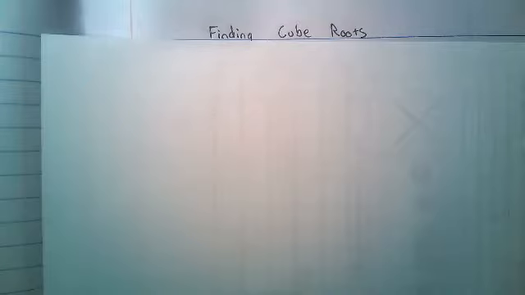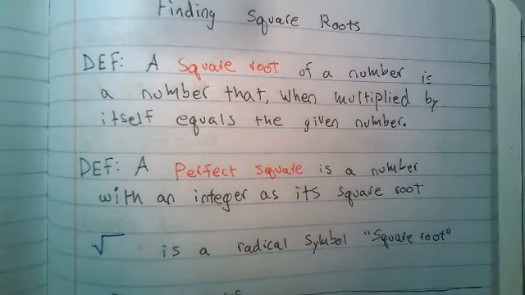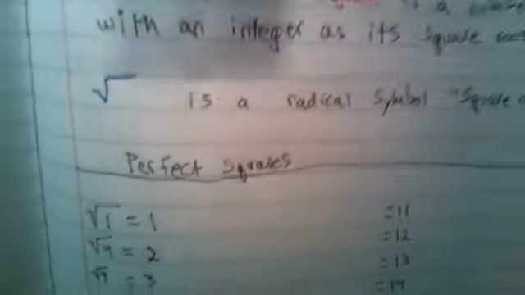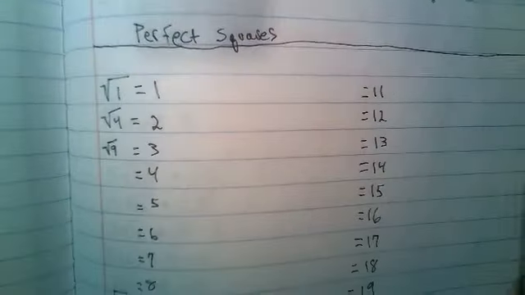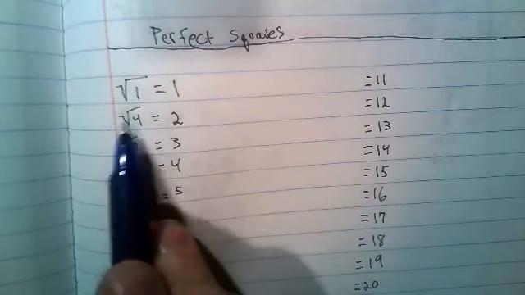Our new entry is on finding cube roots, so very similar to square roots. If we take a look at our notes for square roots, we go back. So a square root of a number is a number that when multiplied by itself equals the given number. And we went over some perfect squares. So the square root of 4 is 2, because 2 times 2 gives you 4.